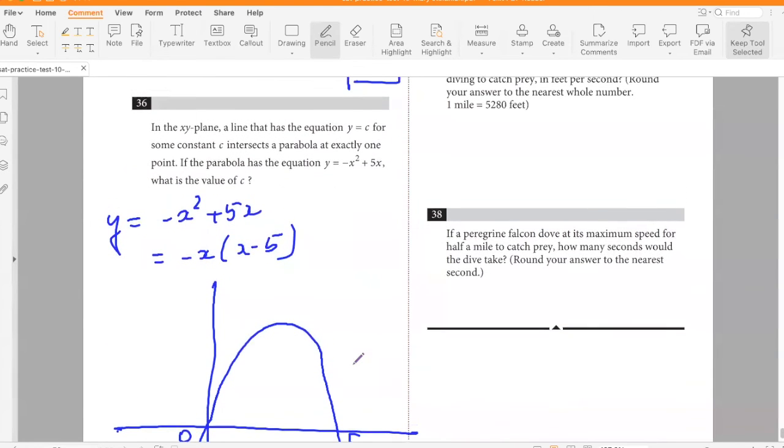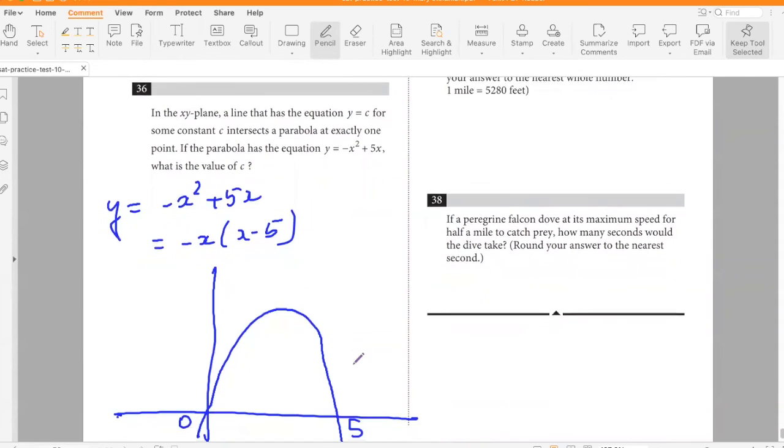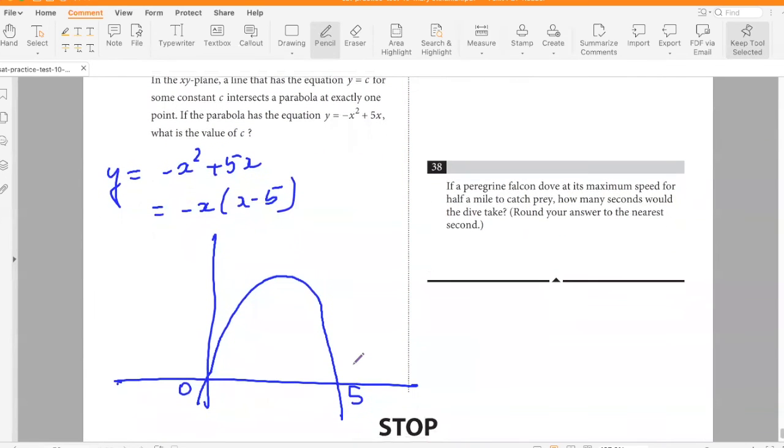Now, y is equal to c is a horizontal line. And if it meets the parabola at 1 point only, then that means that it passes through the vertex, right? Because if it was lower, it would have to pass through 2 points. And if it was above, it would not meet the parabola. So y is equal to c would mean that c is the y coordinate of the vertex.